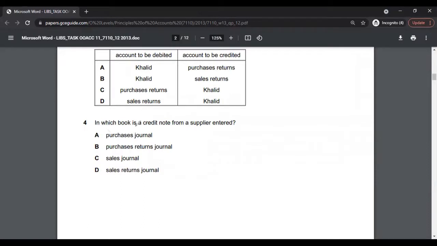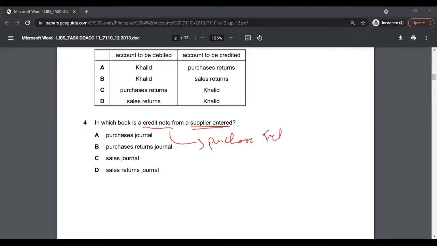Multiple choice 4. In which book is a credit note from a supplier entered? So a credit note comes when there is a purchase return. So therefore, the answer to multiple choice 4 is actually option B.